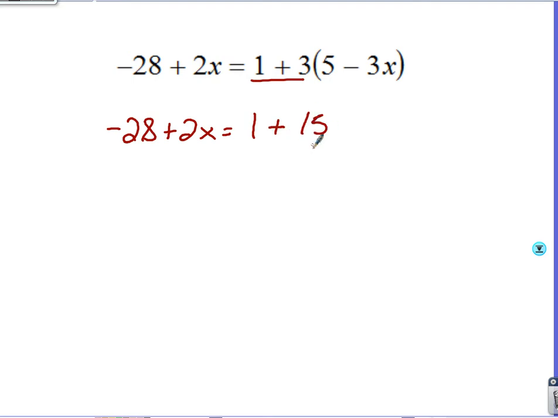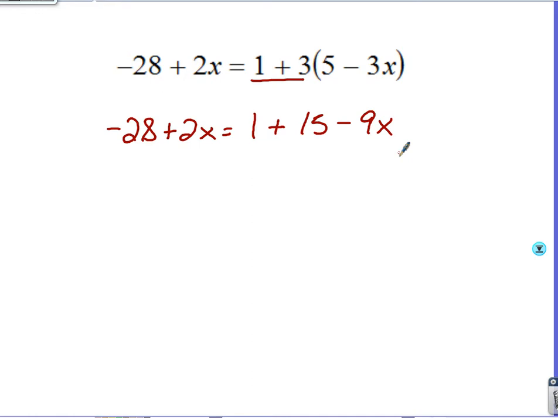Now, why did I put a plus? Because it's not a negative. You have to put either a plus or a minus. Okay? So a positive 3 and a positive 5 would be a positive 15, and what was 3 times negative 3x? Negative 9x. So minus 9x. Yes, it is. Next step, move all your x's together, move all your numbers together.